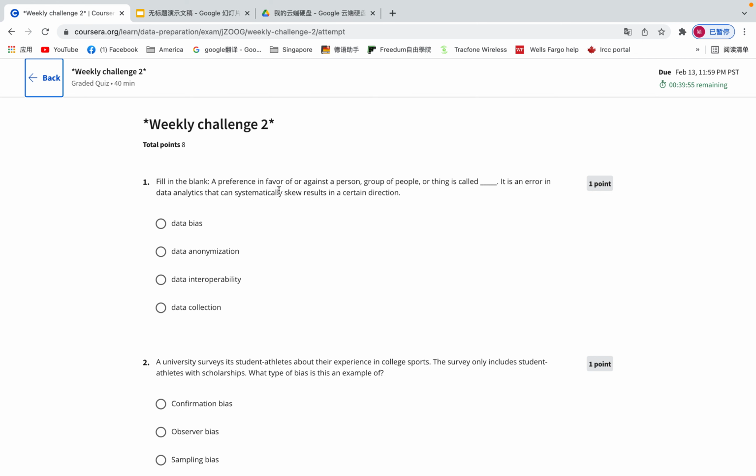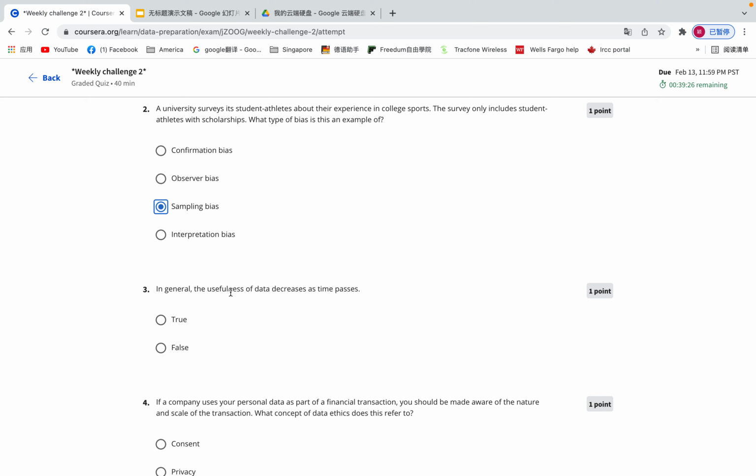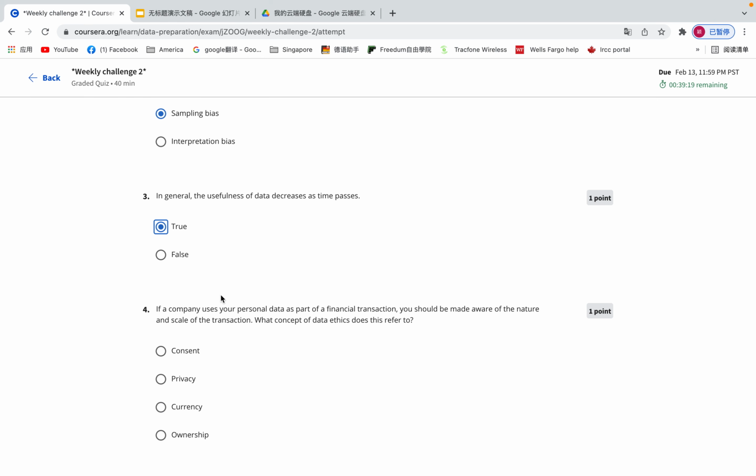A preference in favor or against a person, group of people, or thing is called data bias. A university surveys its student athletes about their experience in college sports. The survey only includes student athletes with scholarships. What kind of bias is this an example of? Sampling bias. Number 3. In general, the usefulness of data decreases as time passes. Yeah, because data should be current.